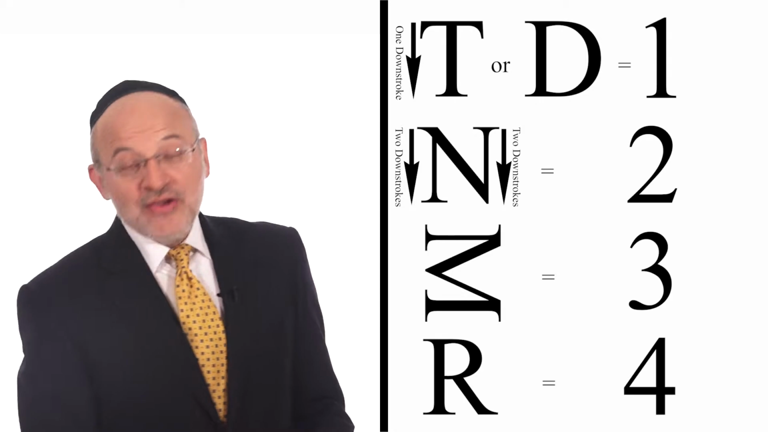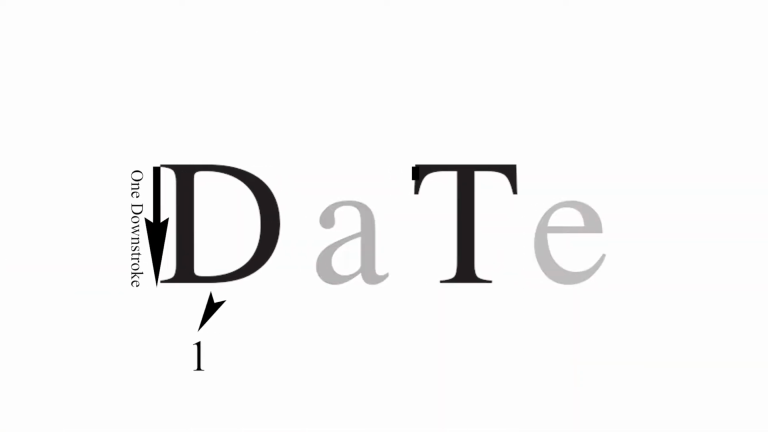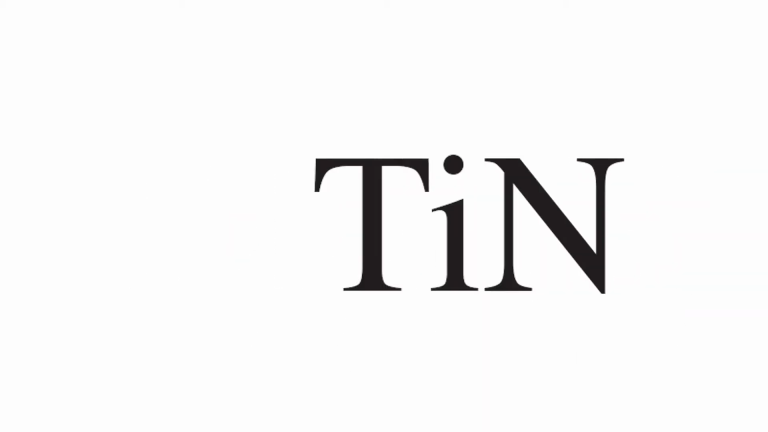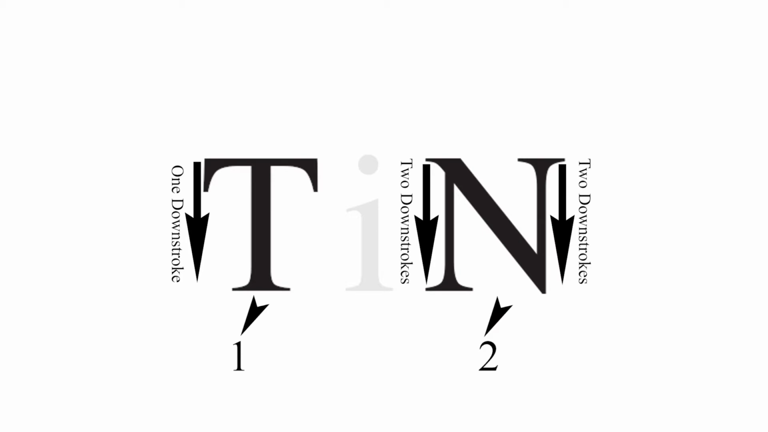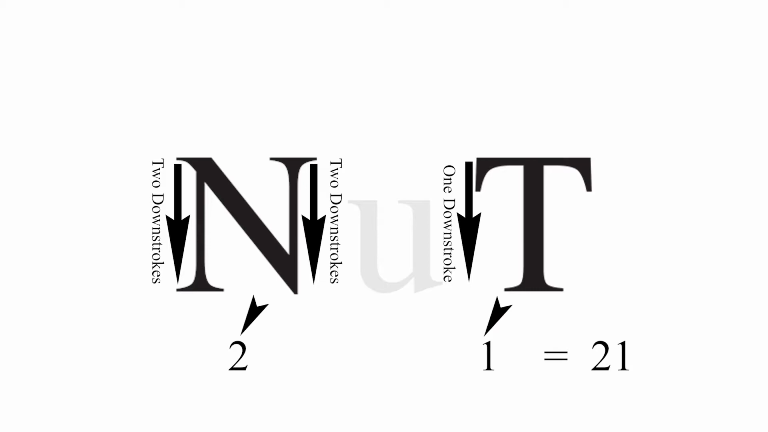Now you actually can do a lot of words, and each one of these words we're going to stick with as a number. So you already know that date is 11, D, T. You already know that tin, T and N, the I is a vowel, doesn't count. Tin is 12, very good. What's nut? Nut is N, 2, U, vowel doesn't count, T, 1. Nut is 21.